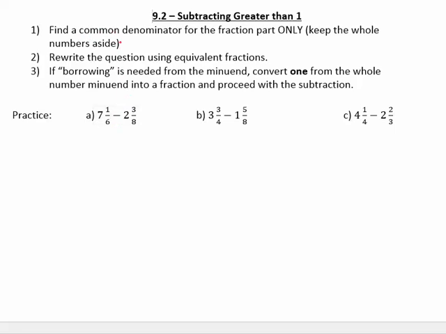Again, find the common denominator for the fraction part only. Keep the whole numbers aside. Rewrite the question using equivalent fractions. And then if borrowing is needed, then I'll convert one from the minuend if I need to. So let's take this step by step.